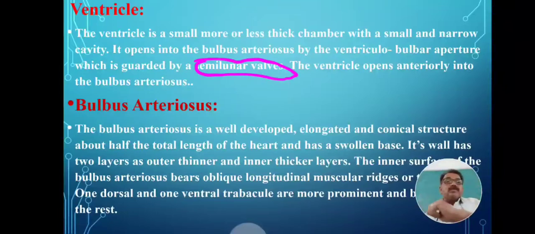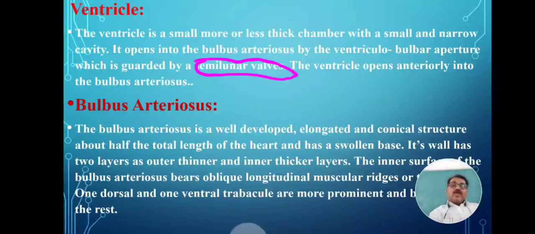Important. It is also asked in MCQs. The semilunar valve is present between the ventricle and the bulbous arteriosus. The opening is called the ventriculo-bulbar aperture, meaning the ventricle, a small, more or less thick chamber with a narrow cavity, opens into the bulbous arteriosus by the ventriculo-bulbar opening, guarded by the semilunar valve.